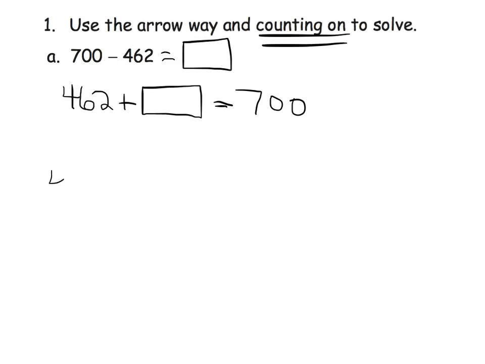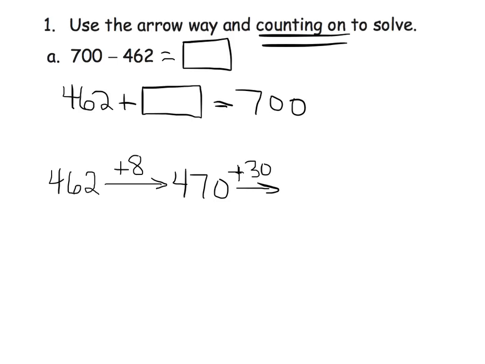We're going to start with 462, and we're going to figure out what do we have to add to 462 to get to 700. And there's a ton of different ways to do this. One way might be I'm going to add 8. And when I add 8, that gets me to 470. And then I'm going to add 30. And when I add 30, that gets me up to 500. And then I'm going to add 200, and that gets me to 700. So we now have our answer.